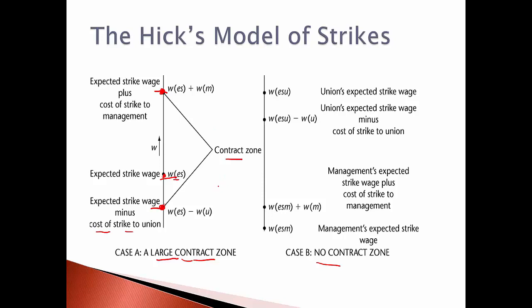However, if the expectations are very different, then we may not be able to find a contract zone. So if the unions have an expected strike wage that's very high, and when they subtract out that cost to the union, we end up with this very high wage, but the company has some expectation that the strike wage is actually down here, when they add the cost to management of the strike, they end up with a number that's quite low. Management is not willing to go above this. The workers are not willing to go below this. There is no zone inside which they can come to an agreement.